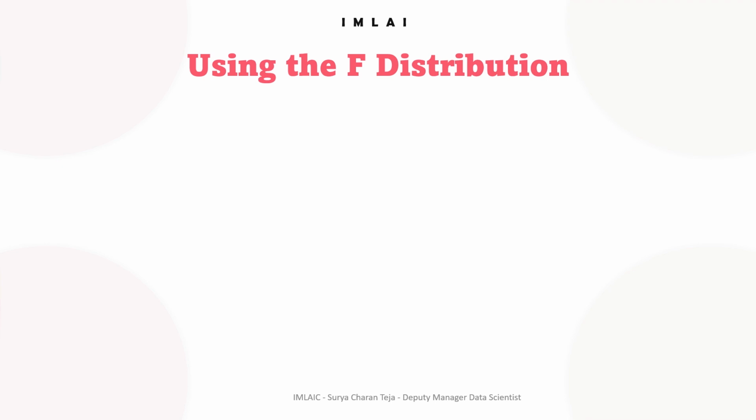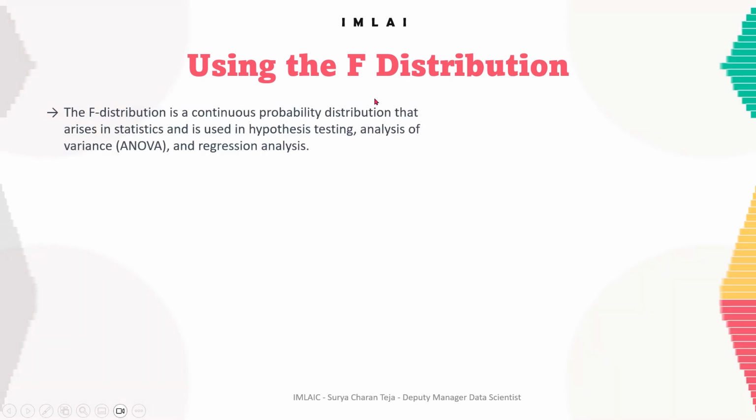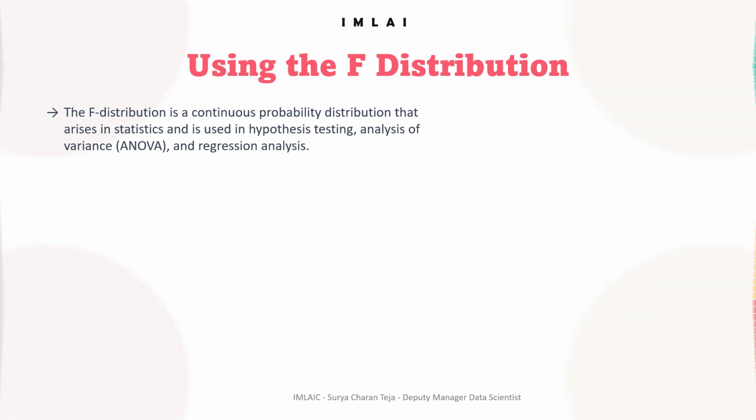Now let's see F distribution in practice. So F distribution is a continuous probability distribution that arises in statistics and is used in hypothesis testing, analysis of variance, that is ANOVA, and regression analysis. The F distribution has two parameters: the degrees of freedom of the numerator and the denominator, denoted by df1 and df2 respectively.